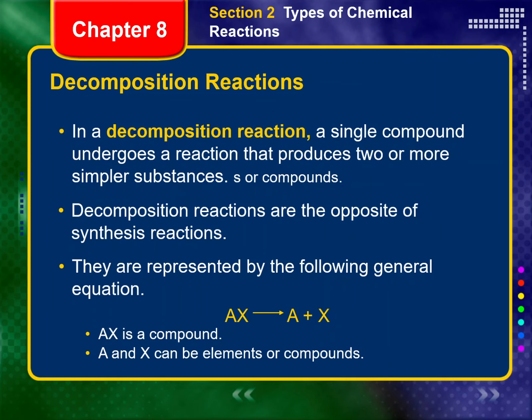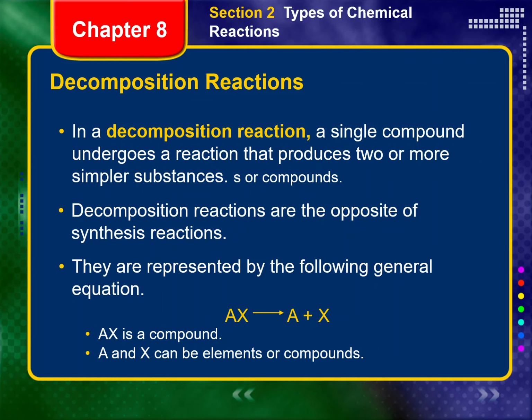In a decomposition reaction, a single compound undergoes a reaction that produces two or more simpler substances. Decomposition reactions are the opposite of synthesis reactions and are represented by the following general equation, again represented on your screen here. AX reacts to form A plus X. AX here is always a compound, but A and X separately can be either elements or compounds.